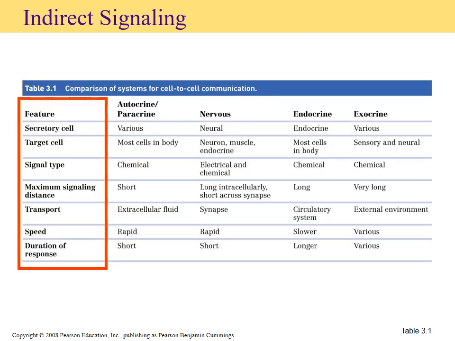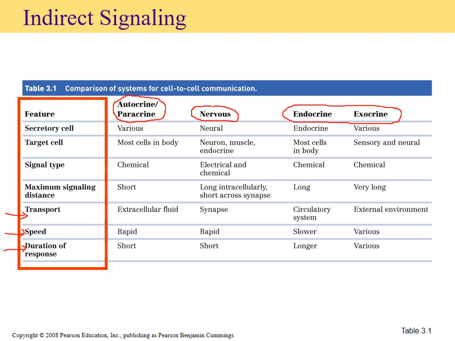I also want to show you this table. I really like this table because what it does is it gives you a really nice way to compare your autocrine, your paracrine, your nervous system, as well as your endocrine and exocrine secretions. It's a fantastic way to keep track of what's happening. And one thing that you want to keep in mind is things like what is the method of transport, what is the speed, and how long is the response.